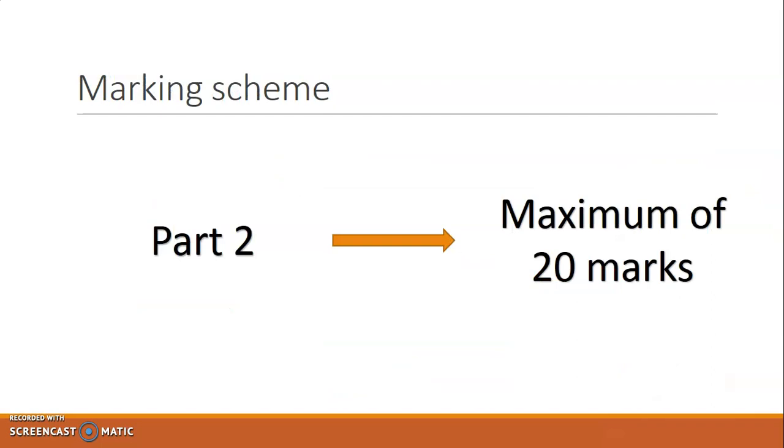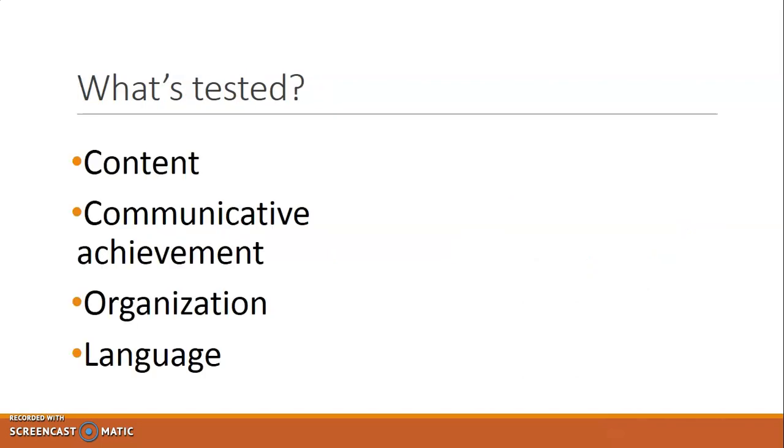So you are given the context and the first sentence. For this part of the exam, you have a maximum of 20 marks if we talk about the marking scheme. But what is tested? Well, you are tested on 4 different things. 1, content. This is connected with including all the required information in the instructions. 2, communicative achievement. This is connected with you being able to communicate your ideas successfully and accurately. This means correctly. Then, organization of ideas. So, you are tested on the layout of the writing or the answer. And finally, language. Language is connected with the use of vocabulary and grammar, which should be correct.